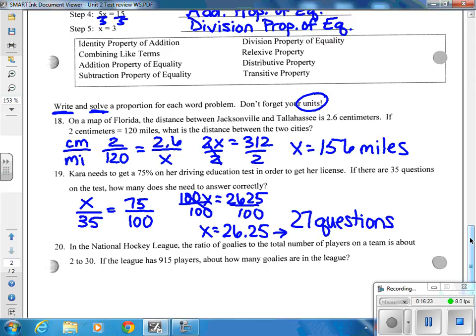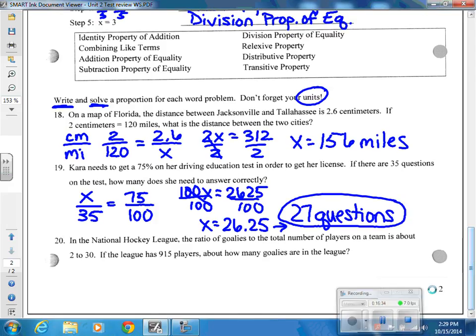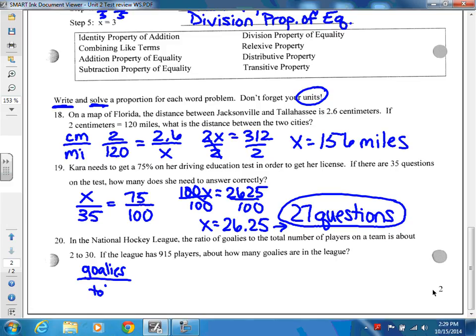Right? Being just under the cut score is not enough to pass. You have to be over the cut score or right at it, right? So the correct answer is 27 questions based on that decimal. Okay, and then the last one that we have to do, or that was on your review sheet, is just dealing with ratios, and it's asking you to deal with the ratio of goalies to the total number of players on a team. So you're dealing with the number of goalies over the total on the team.